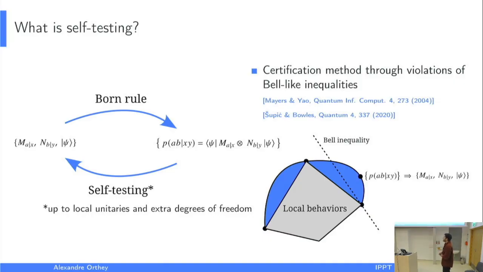So what is self-testing at the end of the day? You guys know the Born rule, right? If you have measurements and states, you can get the probabilities by calculating the expectation value. So self-testing is kind of the opposite way. You start with the probabilities, and you want to know something about the measurements and the states from where they came from. And how do you do that? You have to see the maximum violation of Bell inequalities.